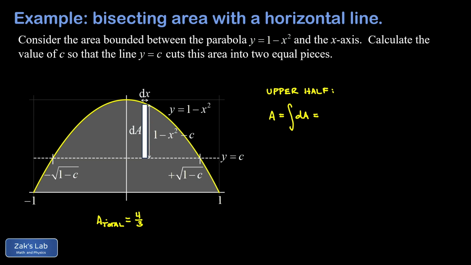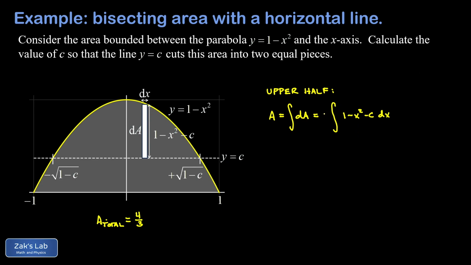In other words, the sum of all those little dA contributions. And the dAs are found by just taking the height times the width for that skinny rectangle. So that's 1 minus x squared minus c times dx. And we're adding all these up from negative square root 1 minus c to positive square root 1 minus c.